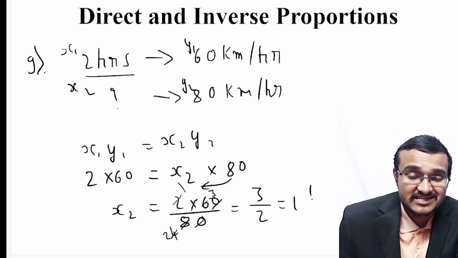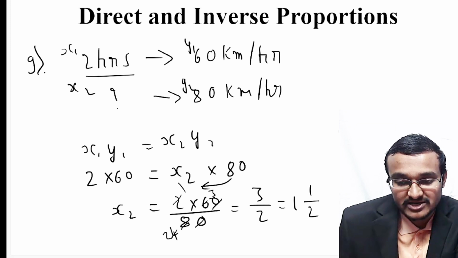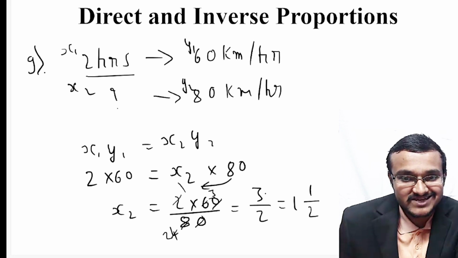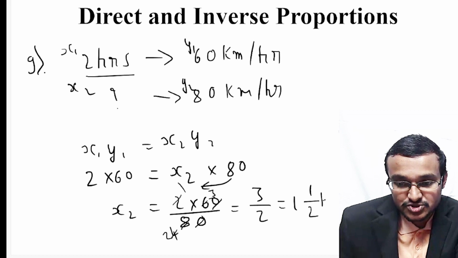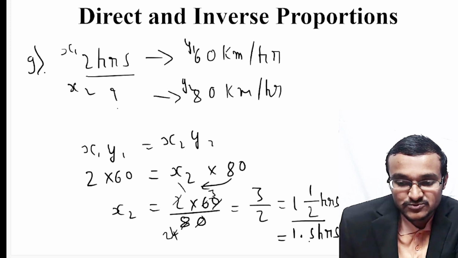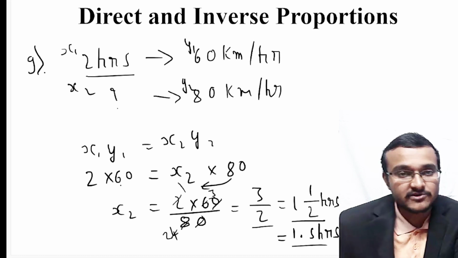If you convert this 3 by 2 to a mixed fraction, then it will be equal to 1 and 1 by 2. So you can say 3 by 2 hours or 1 and 1 by 2 hours. So that is actually 1.5 hours. So you can keep the answer as 1 and 1 by 2, or 1.5 hours, or 3 by 2 hours. So this is the answer for the 9th question.